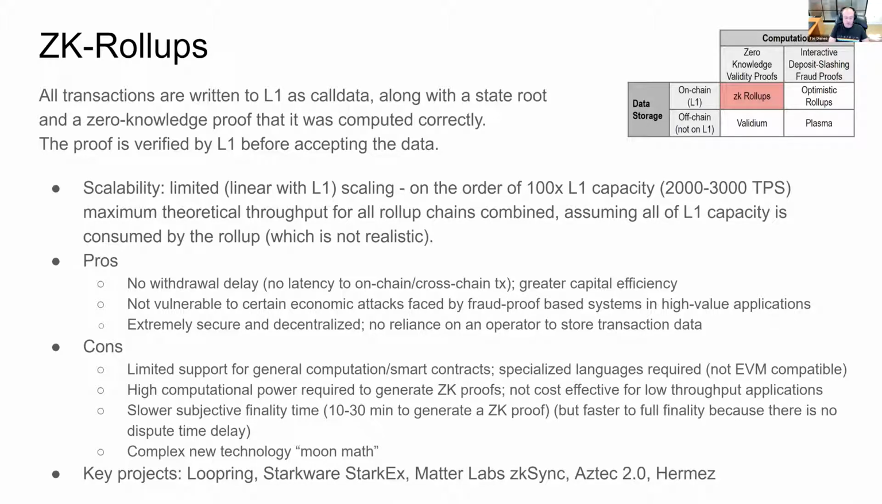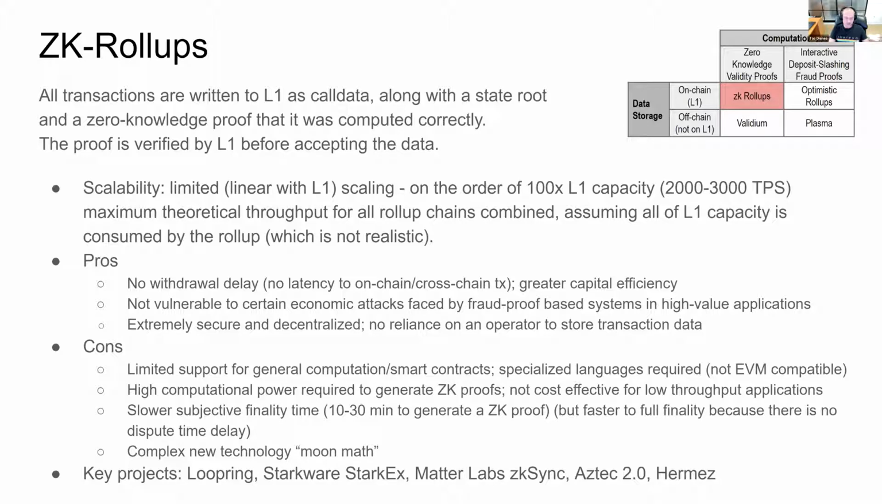They have slower subjective finality time, which means the time to finalize a transaction on layer 2, typically 10 to 30 minutes to generate a ZK proof. So you may have to wait that long to sort of consider your transaction finalized on layer 2. But on the upside, once that's done, and once that proof is accepted by layer 1 and finalized on layer 1, then you've got full finality on layer 1 because there's no dispute time delay. So longer time to finalize on layer 2, faster time to finalize on layer 1 with respect to optimistic rollups.